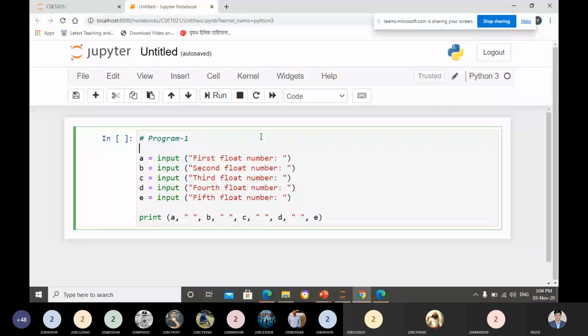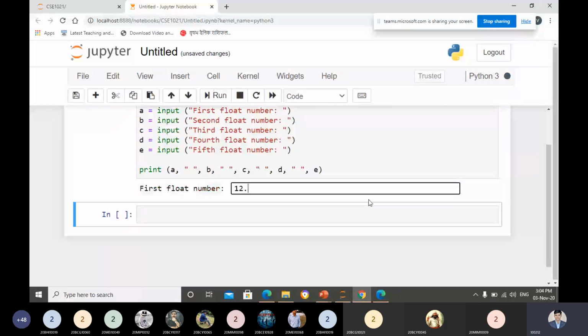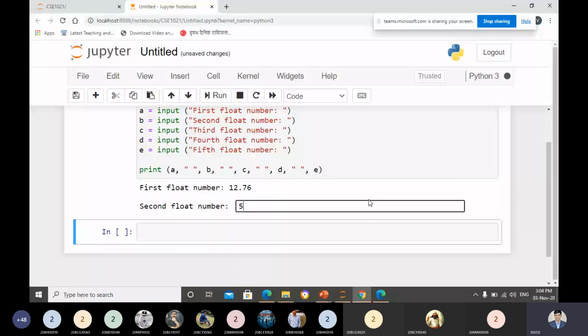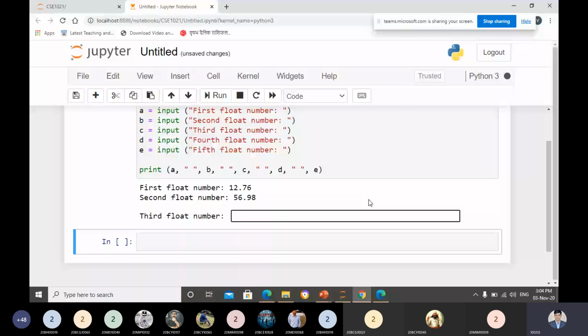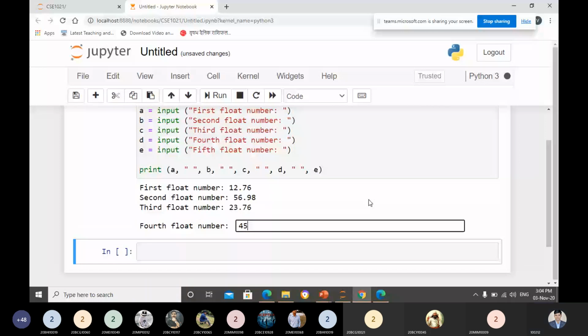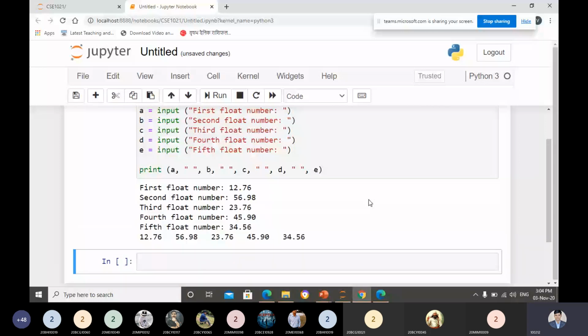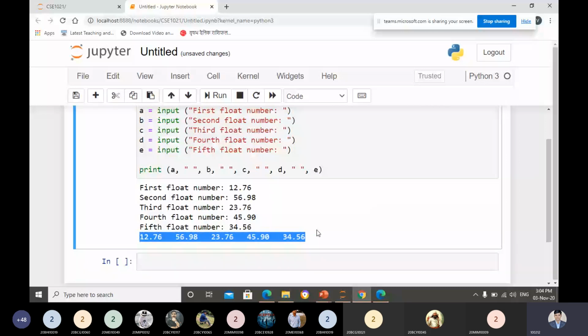It is asking for the first float number, so I'm putting 12.76. Another number it is asking for is 56.98. The next one is 23 point something. Whatever you want, you can take any 5 different float numbers. You can see whatever I have input here, all the values are printed.